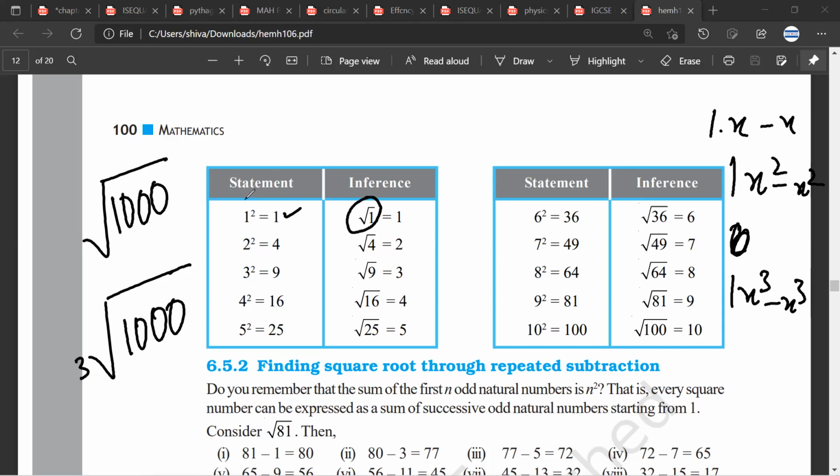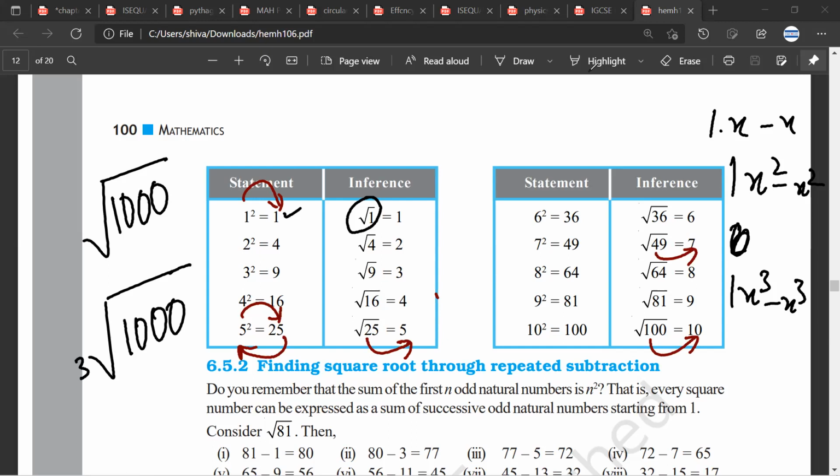So 1 square is 1, 5 square is 25, but the square root of 25 is 5. Square root of 100 is 10. Square root of 49 is 7. Mr. Sarthak, Mr. Satya, any doubt? No, sir.